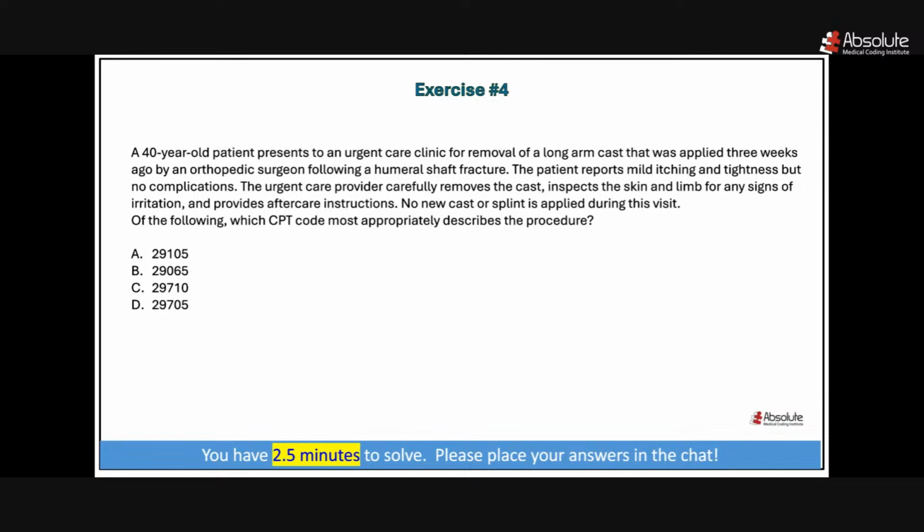A 40-year-old patient presents to an urgent care clinic for removal of a long arm cast that was applied 3 weeks ago by an orthopedic surgeon following a humeral shaft fracture. The patient reports mild itching and tightness, but no complications. The urgent care provider carefully removes the cast, inspects the skin and limb for signs of irritation, and provides aftercare instructions. No new cast or splint is applied during this visit. Of the following answers, which best describes this encounter?